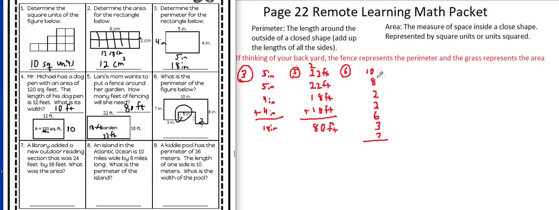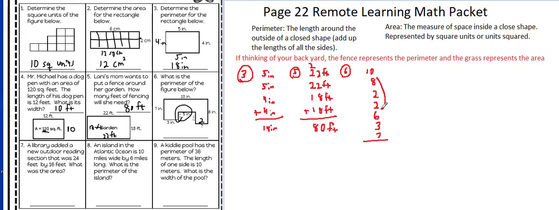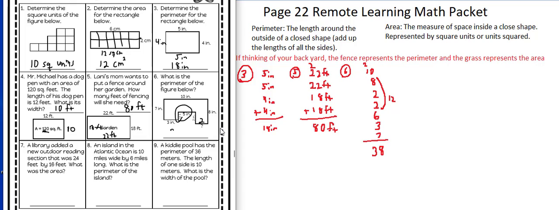Okay, so some of these, when they get bigger like this, you can even group that. So that's 12 plus 6, 18, 19, 20, 21. Plus 7 more would be 28. So I put my 8, carry my 2, 1, 2, 3. So 38 inches.